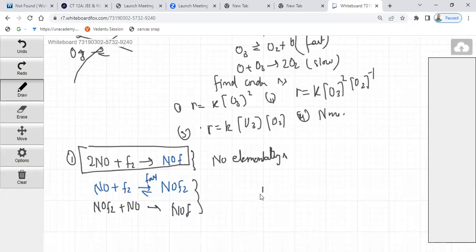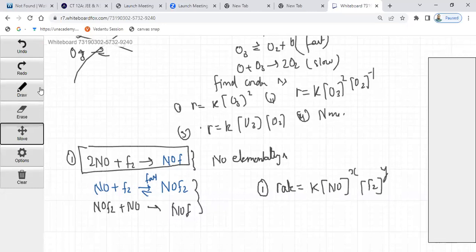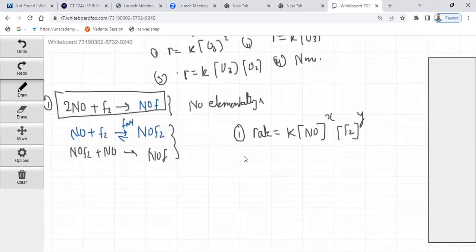First, write the rate value. The rate will be written as K into NO to the power X into F2 to the power Y. We don't know the values of X and Y. The rate of the chemical reaction is obtained from the slow step, so the rate will be written as K into NOF2 multiplied by NO.